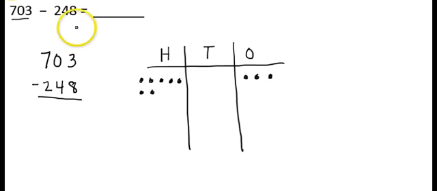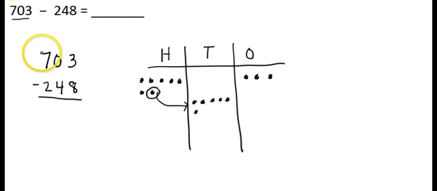Now to subtract 248, I'm going to start by subtracting my ones, which means I need to subtract 8 ones. I only have 3 ones, so we're going to do some decomposing here. I'm going to take one of my hundreds, and I'm going to decompose it into 10 tens, because 100 is the same thing as 10 tens. We'll cross that off to show that that's gone. I now have 10 groups of 10. I'm going to take one of those and I'll decompose it into 10 ones. 1 ten is the same thing as 10 ones.